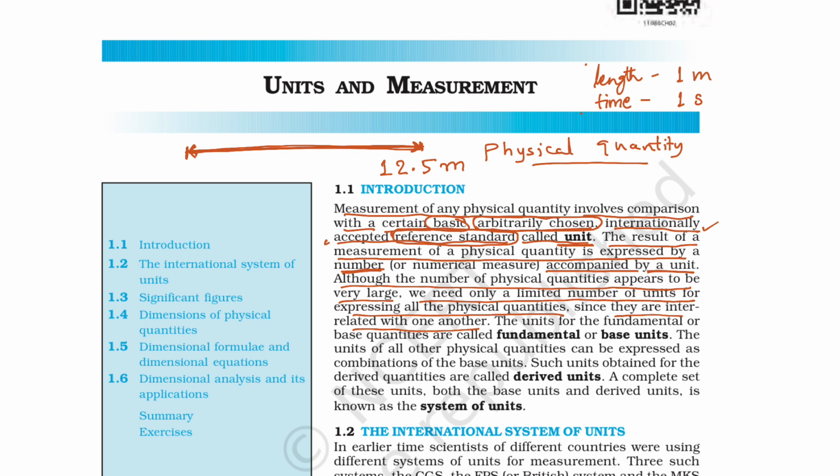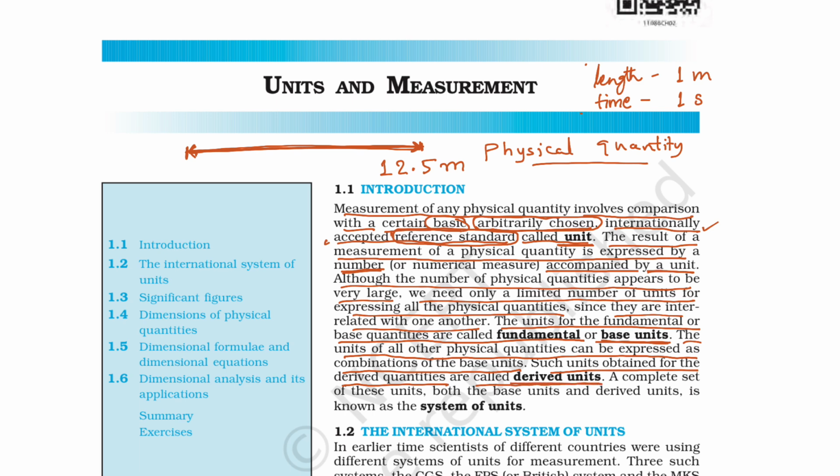That's why we don't need a lot of physical quantities. We need certain basic physical quantities to express any other physical quantity. The units for the fundamental or the base quantities are called the fundamental or base units. There are 7 fundamental physical quantities, internationally accepted now, and for them there are 7 base units. The units of all other physical quantities can be expressed as combinations of the base units. So if we know these 7 base units, we can find the units of other physical quantities. Such units obtained for the derived quantities are called the derived units.